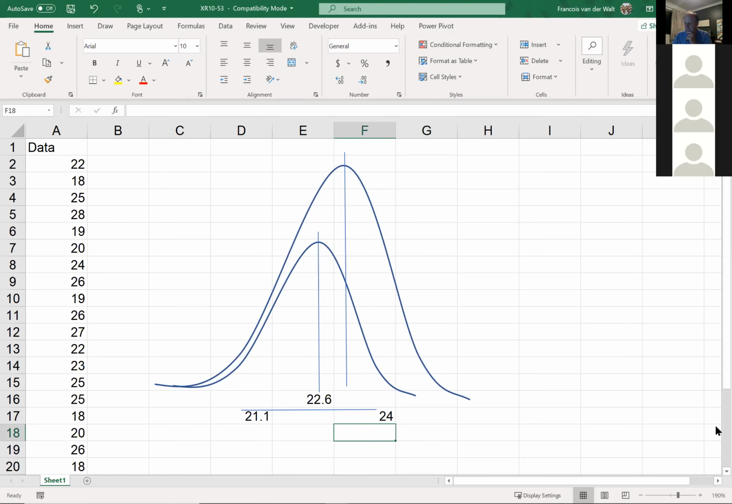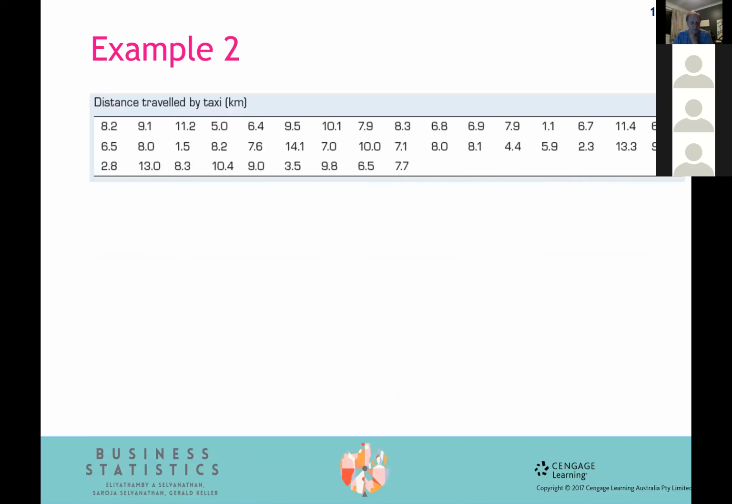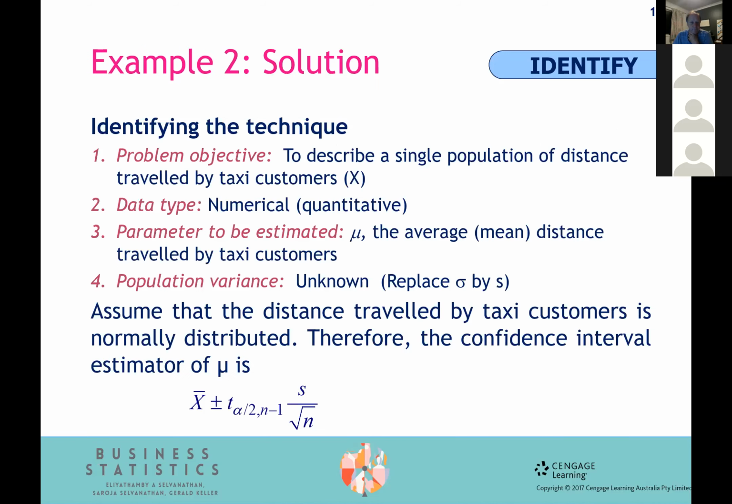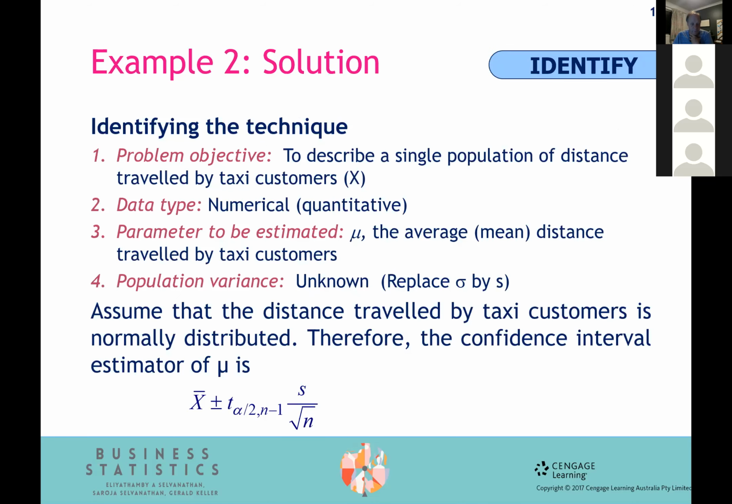Okay, so let's see what they did in the slides. So there's our data. To describe a single population, we're starting off with the data type being numerical. The moment we know that, we know we're going to use the average or the mean, and the population variance is unknown, so we replace that with S, the standard deviation. We're going to do this calculation, but fortunately Excel does it all for us in one go.